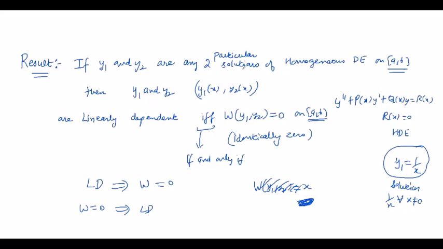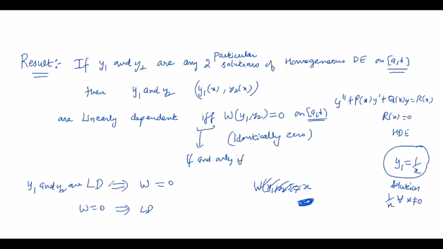LD is also 0. No, don't get confused with LD. Let me write it more precisely: y1 and y2. See, what is our aim? Our aim is to know whether two given solutions of a differential equation are dependent or independent. This is our main aim. So suppose we have two solutions and I want to check whether they're dependent or independent.